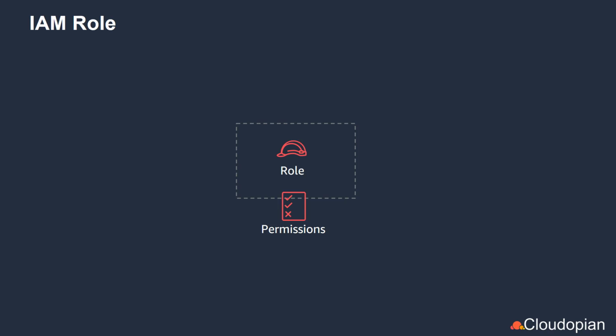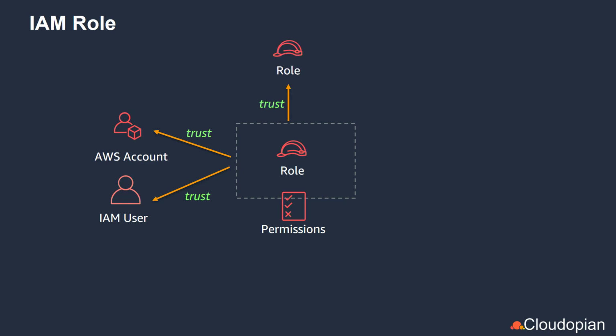A role can trust some entities. It can trust an AWS account. It can be your own account. It can be one of your customer or partner accounts. It can even trust multiple accounts. It can trust an IAM user. This IAM user may be one of your IAM users, or it can be someone else's IAM user. A role can also trust another role. This other role can be in your account, or it could be in someone else's account.